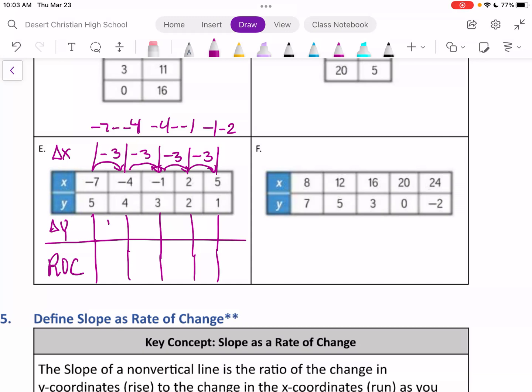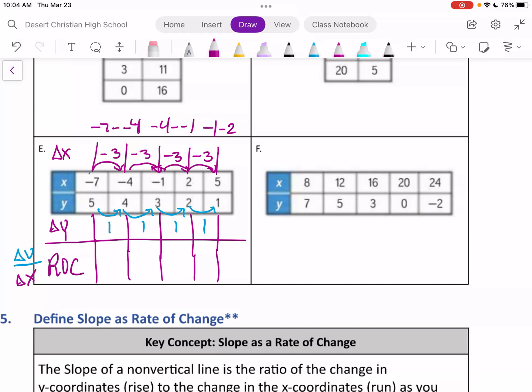Let's get a different color here. Blue. Now remember, if I did left minus right, I have to do left minus right. 5 minus 4 is 1. 4 minus 3 is 1. 3 minus 2 is 1. 2 minus 1 is 1. Okay? Then my rate of change is change in y over change in x.